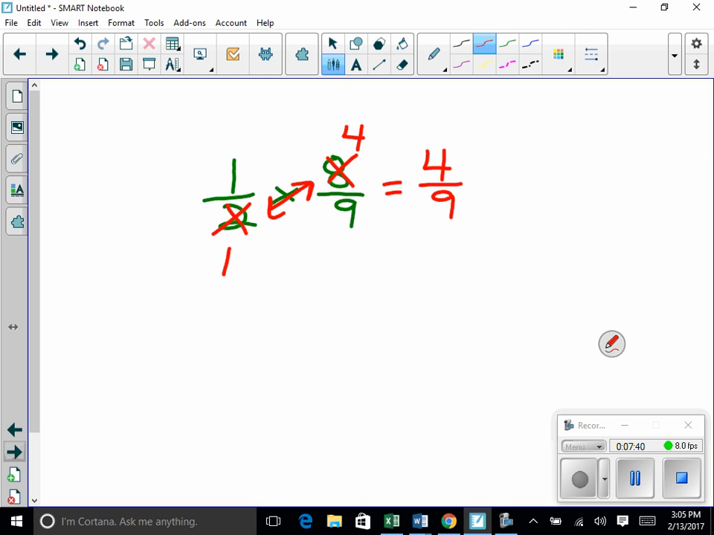Now, a lot of people wonder, hey, why do I keep doing that? I like to reduce my numbers before I multiply them. It saves me at the end. When I have to multiply at the end, the numbers are usually bigger. So this one right here was a simple one to reduce. Go ahead and give that a go, guys.